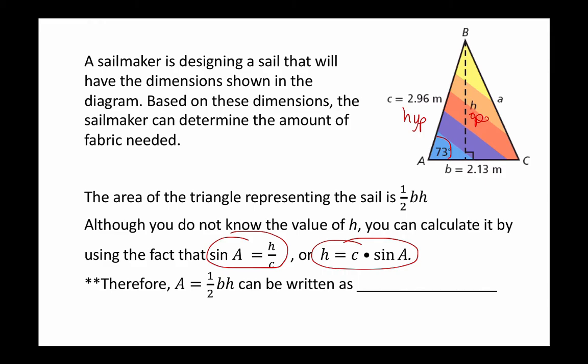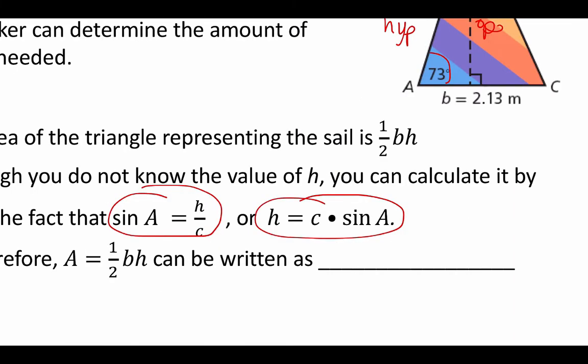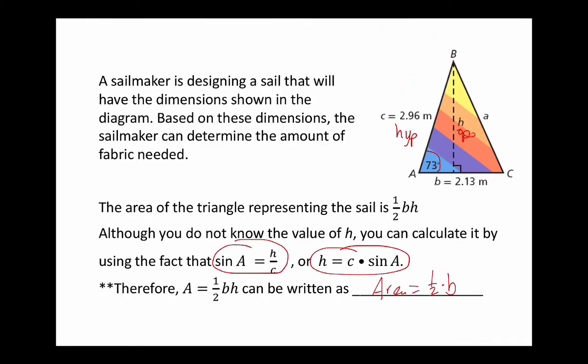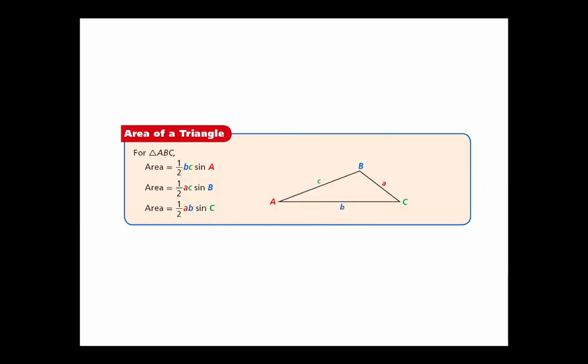So therefore, instead of writing area equals 1/2 base times height, we're going to replace the height with something else. Area equals 1/2 times our base, and then our height we replace with c times the sine of angle A, since we just solved for h there. So that leads into the area of a triangle formula.